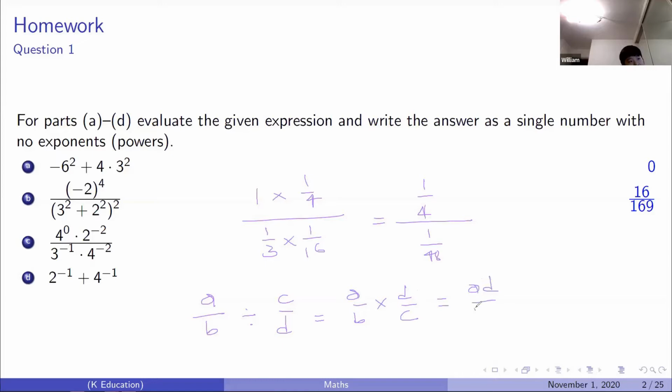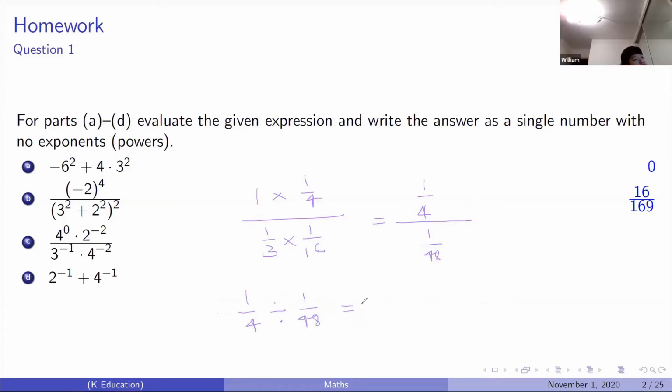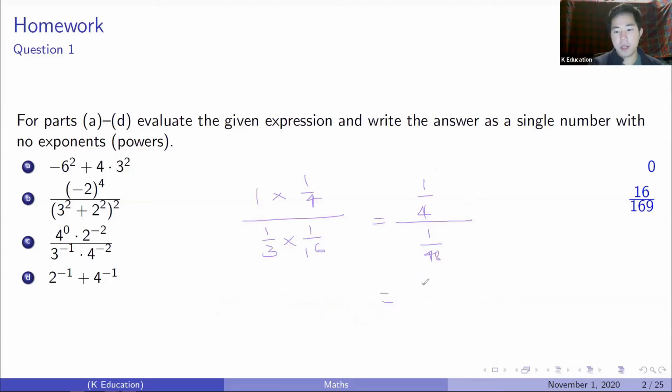Right. Now you see this fraction, this is the exact same thing. We're dividing a quarter by a 48th, so it's a quarter divided by 1 over 48. That's what this line tells you. So what should this be? It's a quarter times 48 over 1. So it's 48 over 4, which is 12.